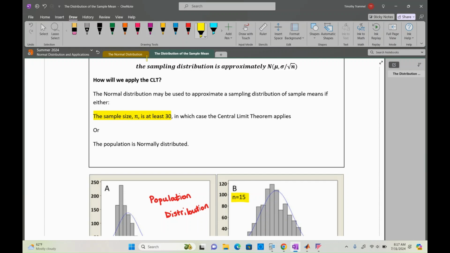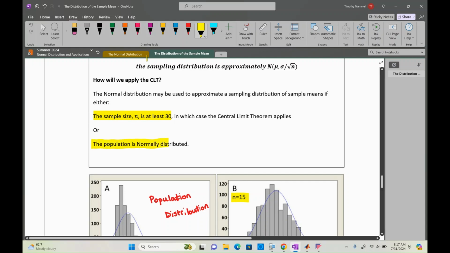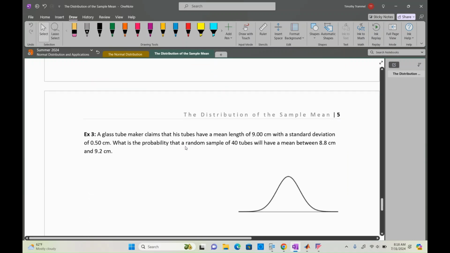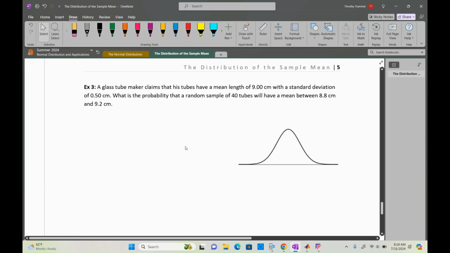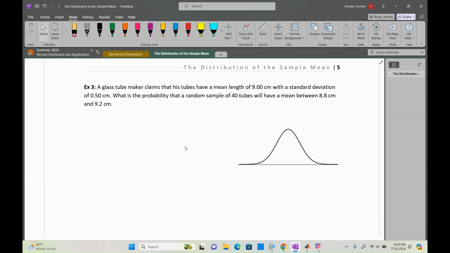So every time we need to check that one of these two things is true before we start trying to assume that your sampling distribution is normal. And so we're going to see that in this last example. So here in example 3, it says a glass tube maker claims that his tubes have a mean length of 9 centimeters with a standard deviation of 0.5 centimeters. What is the probability that a random sample of 40 tubes will have a mean between 8.8 centimeters and 9.2 centimeters?